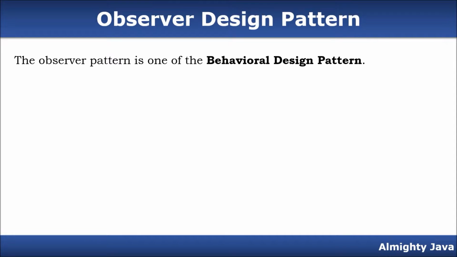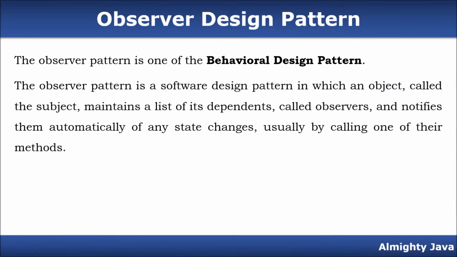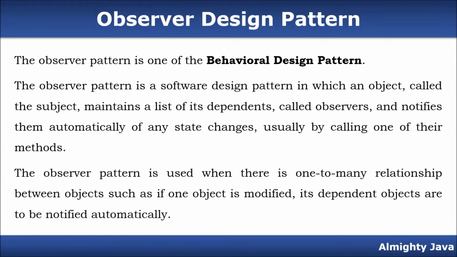The observer pattern is one of the behavioral design patterns. The observer pattern is a software design pattern in which an object called the subject maintains a list of its dependents called observers and notifies them automatically of any state changes, usually by calling one of their methods. The observer pattern is used when there is a one-to-many relationship between objects, such as if one object is modified, its dependent objects are to be notified automatically.